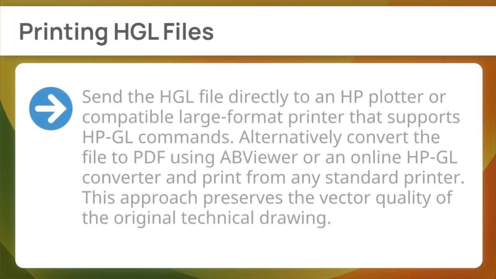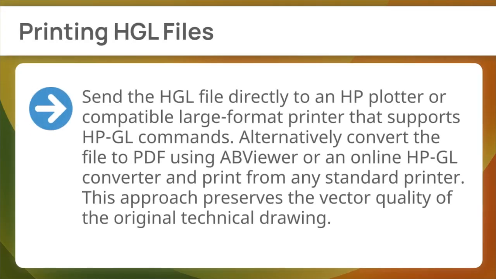Finally, printing HGL files. Send the HGL file directly to an HP plotter or compatible large format printer that supports HP-GL commands. Alternatively, convert the file to PDF using AB Viewer or an online HP-GL converter, and print from any standard printer. This approach preserves the vector quality of the original technical drawing.